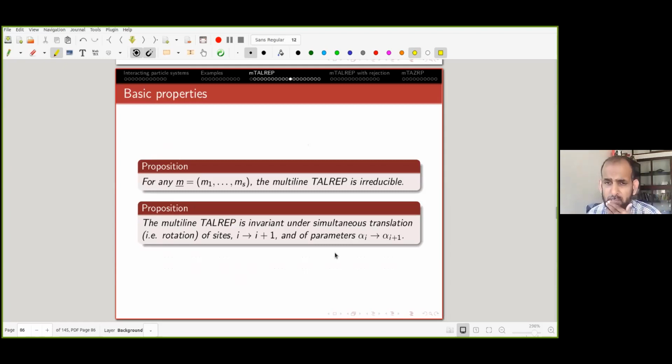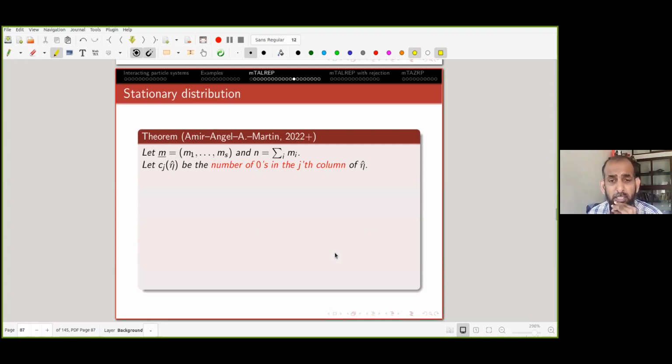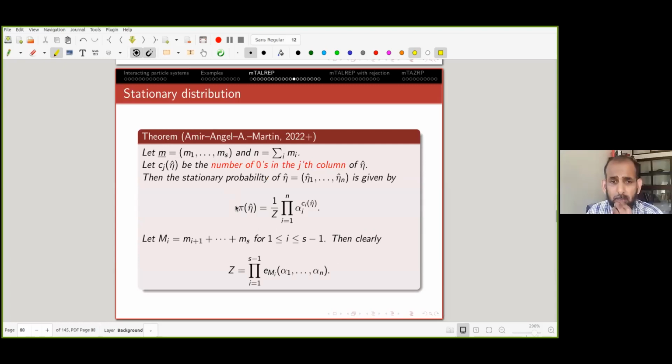And again, we show that it's irreducible and it has the same symmetry property. And the stationary distribution is given as follows. If you let Cj of eta be the number of zeros in the jth column of eta, then for a configuration eta hat in omega hat, the stationary probability of eta hat is the product of alpha I to the Ci of eta. And this will show immediately that the partition function is what we have.